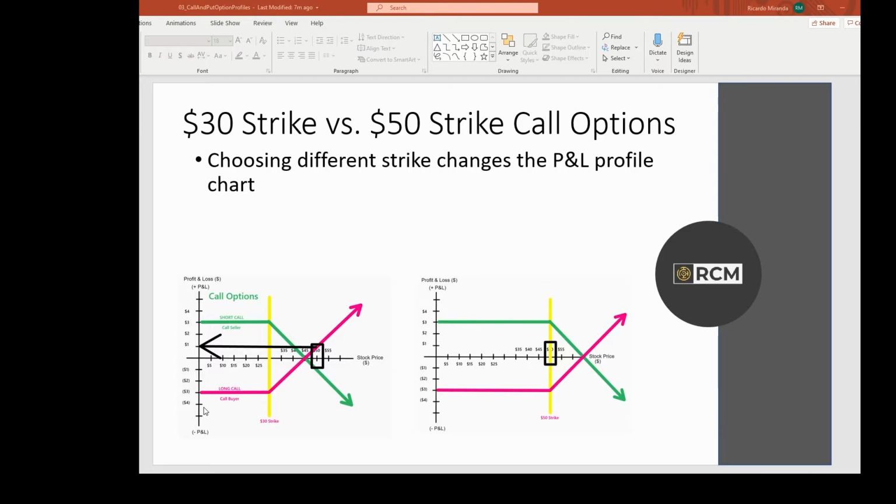But if you instead buy the $50 long call here, when the current price is at $50, the option has no intrinsic value. This is said to be an out-of-the-money option. And that's because if you trace the line from the $50 to the call buyer's profile to the profit and loss axis, we see that this gives a minus $3 loss.